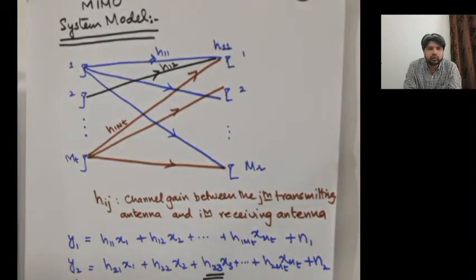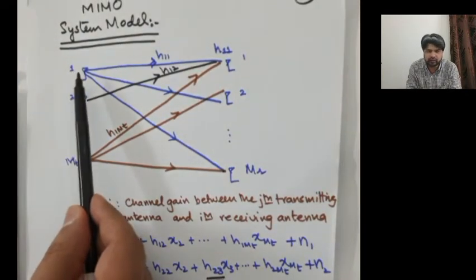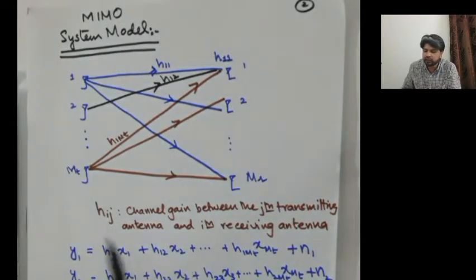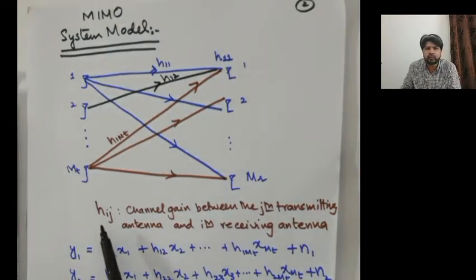So now we would continue talking about the MIMO systems. And in the last videos, we saw the MIMO system model. And we saw that if you have multiple antennas at the transmitting end and multiple antennas at the receiving end, your system model for a MIMO would look like this. Each antenna at the transmitting side would be connected to all of the receiving antennas. And the channel gain between the ith receiving antenna and the jth transmitting antenna is given by hij.